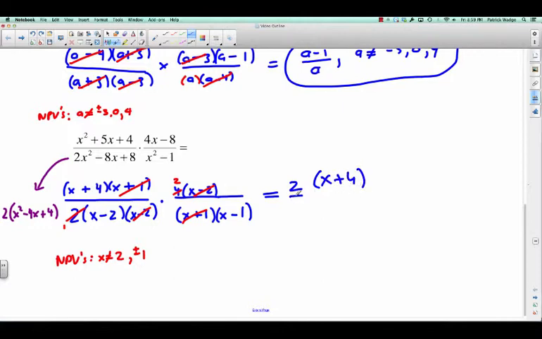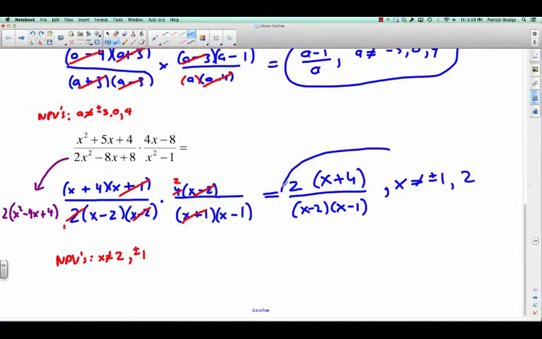Just leave it factored. You don't need to multiply it through again. This is fine. You can if you want to do months here, but this is great. And you also have on the bottom x minus 2 and x minus 1. Again, just leave it all in factored form. That's totally okay. X cannot equal plus or minus 1, and it also cannot equal 2. Those are our NPVs. And we're finished.